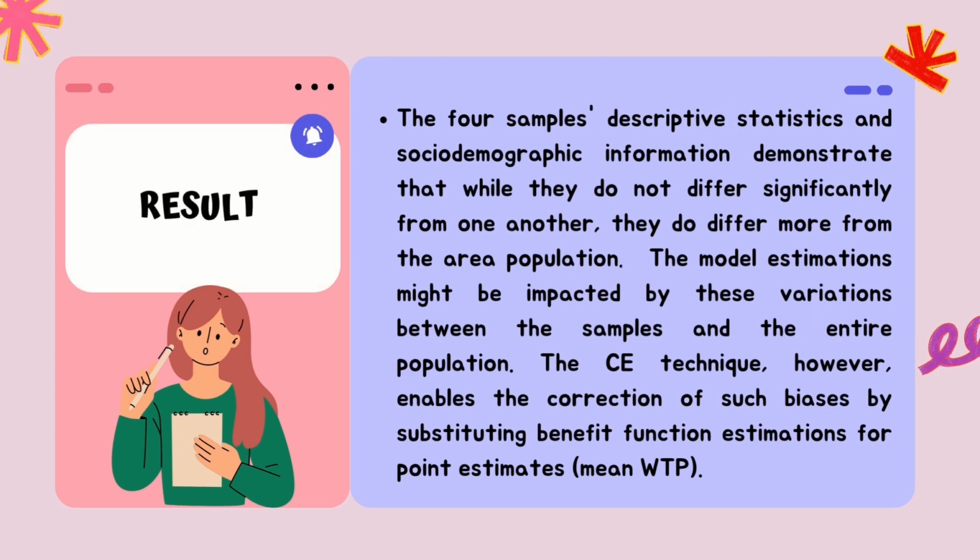In the results, the four samples' descriptive statistics and socio-demographic information demonstrate that while they do not differ significantly from one another, they do differ more from the area population. The model estimations might be impacted by these variations between the samples and the entire population. The CE technique, however, enables the correction of such biases by substituting benefit function estimations for point estimates of mean WTP.